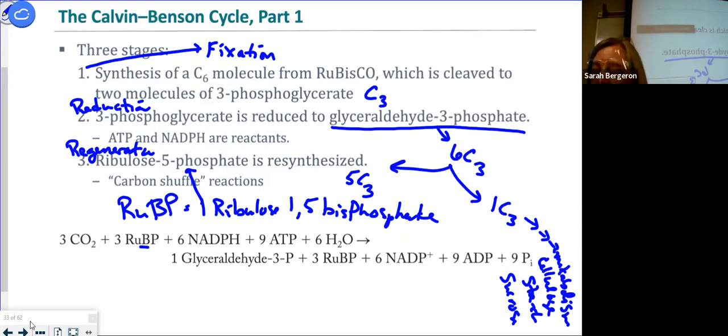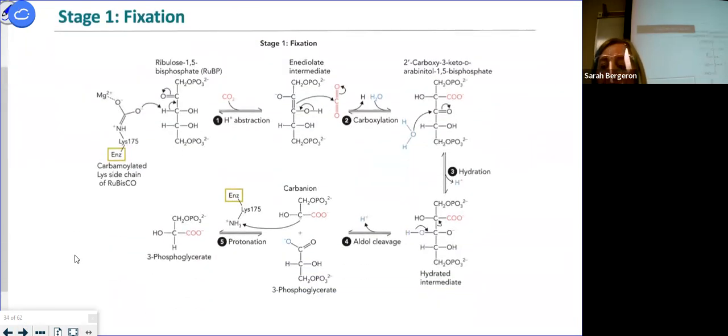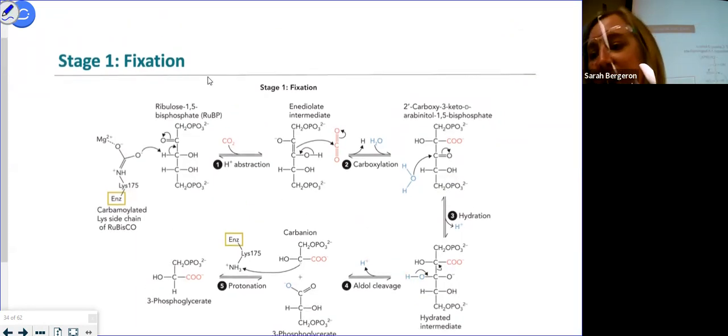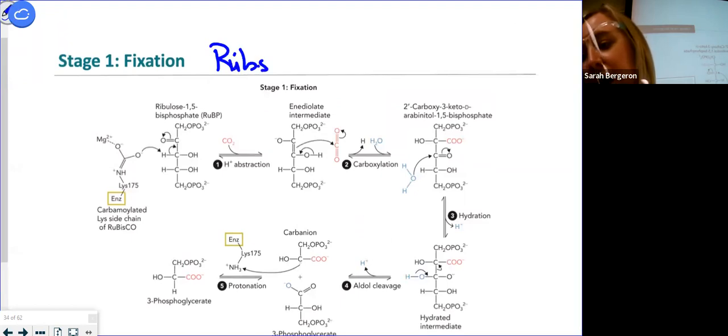Right? All right, so let's look at these reactions in a little bit of detail. Now, do you have to memorize all these different steps? No, please don't. Please understand the general process, the big intermediates, but all of this is not necessary. So stage 1, fixation, is done by Rubisco. This is the enzyme, Rubisco enzyme.